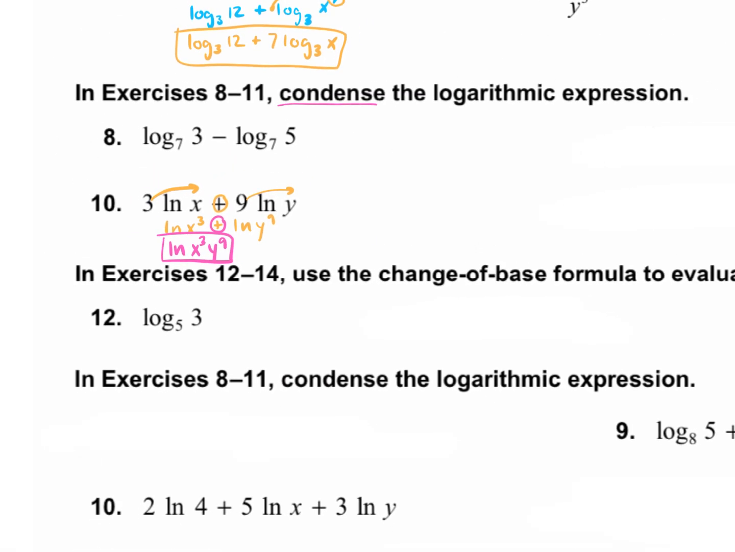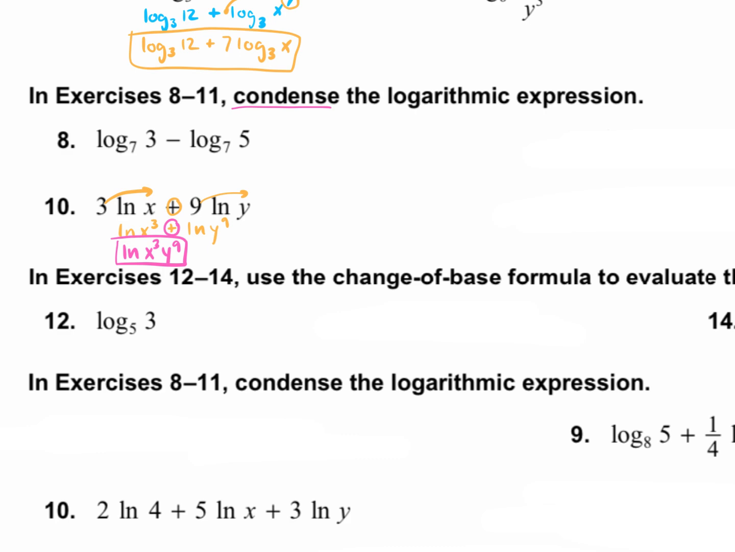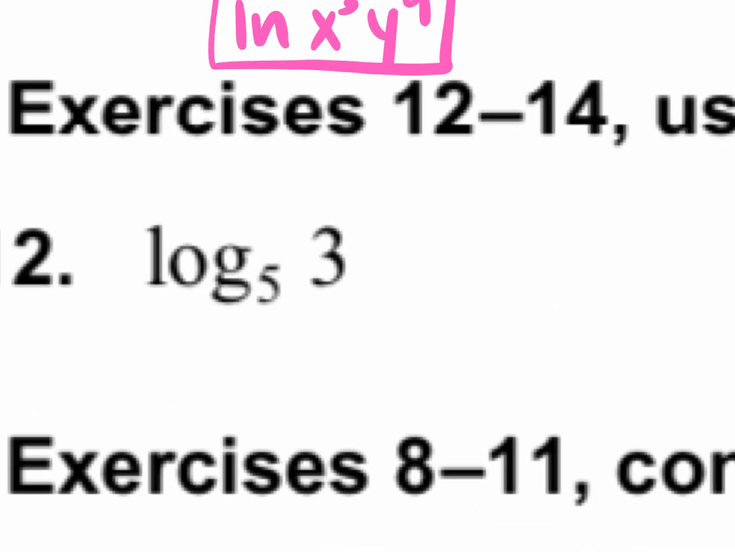All right, for number 12, we have to use the change of base formula to evaluate. So what's my change of base formula? What would I do here? The division. So which one goes on top? So log of 3 over what? Log of 5. Both of them get a log. And don't forget, the base goes on the bottom.